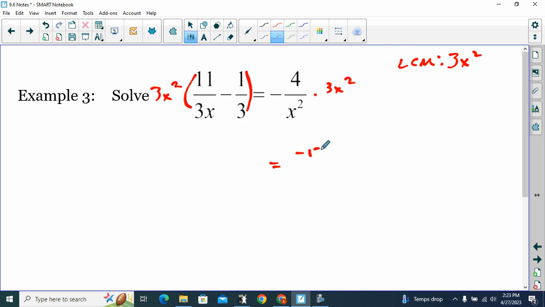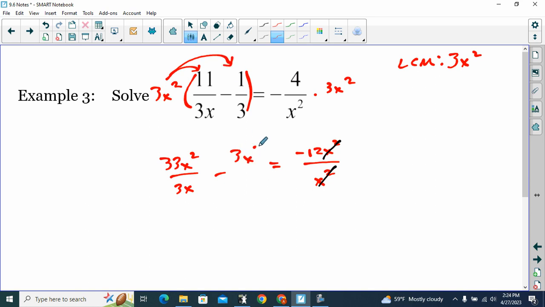This side gives me negative 12x squared divided by x squared, and those x squareds cancel out. Distributing, 33x squared over 3x minus 3x squared over 3. x squared over x is x. I get 11x minus x squared equals negative 12.